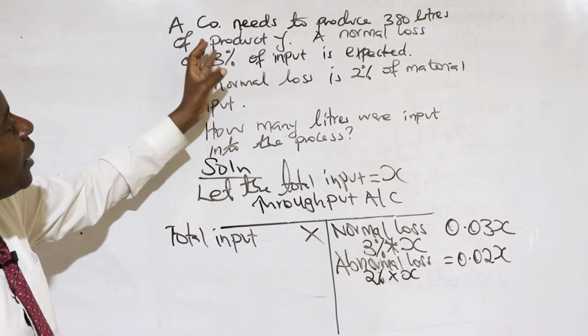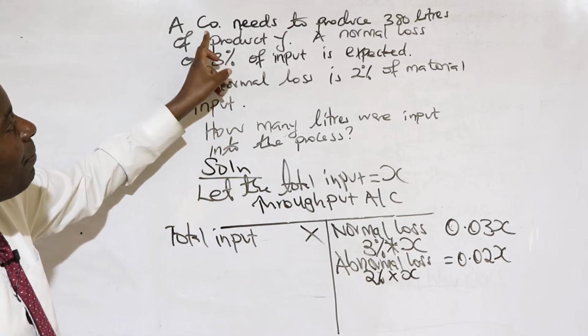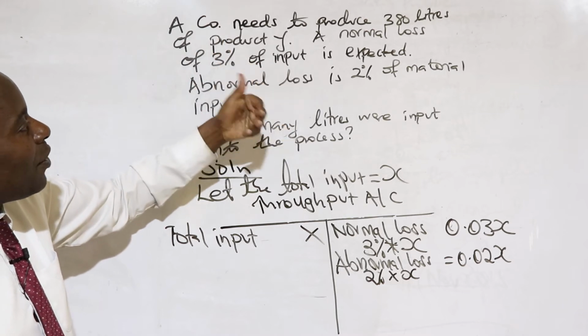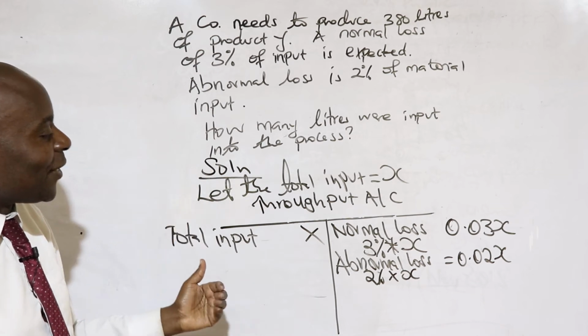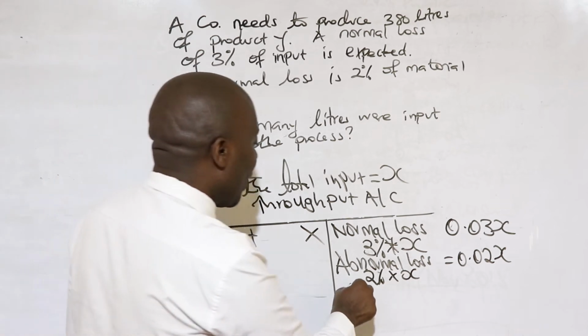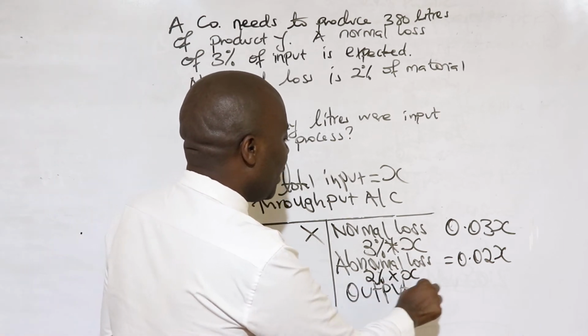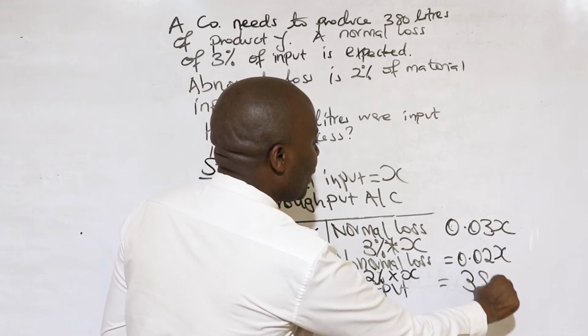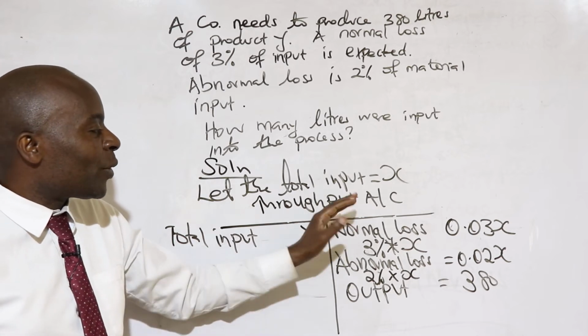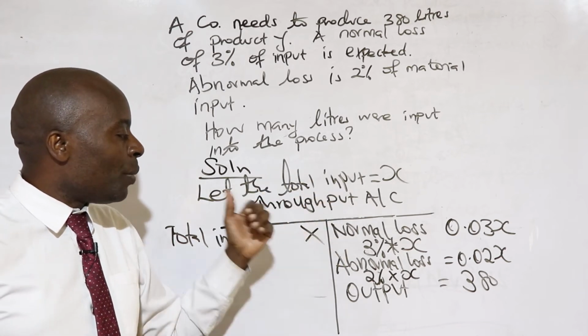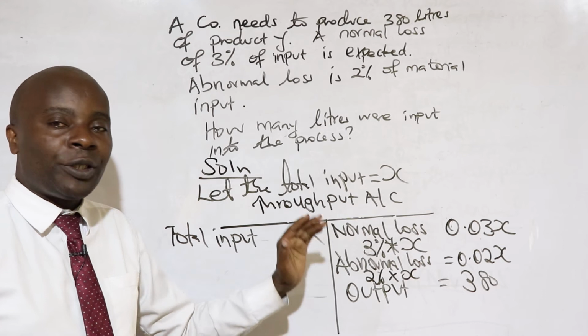And the output has been expressly stated: a company needs to produce 380 liters of product Y. So we have our output, ladies and gentlemen, is 380 like that. So having accounted for all our losses on the credit side, we've been able to account for our output on the credit side.